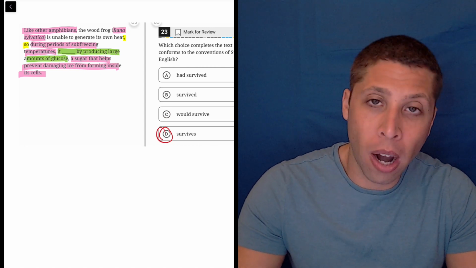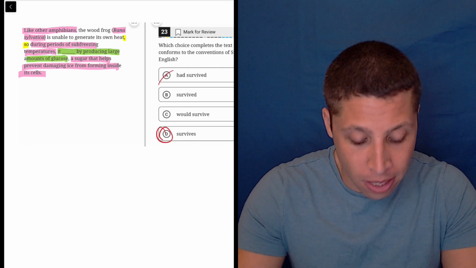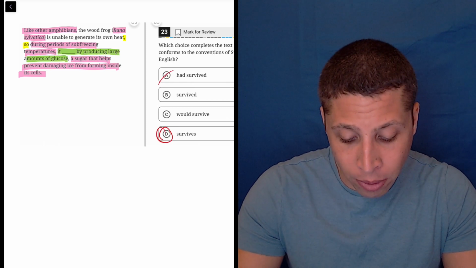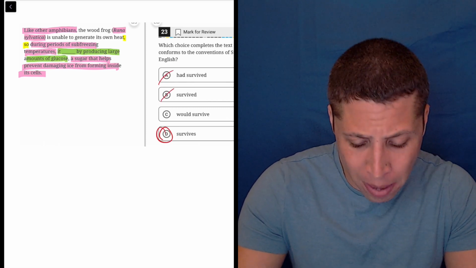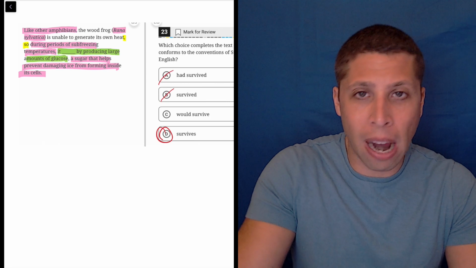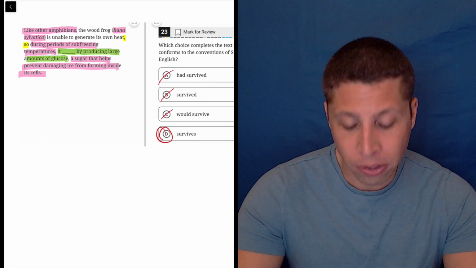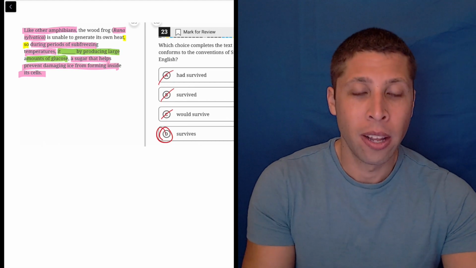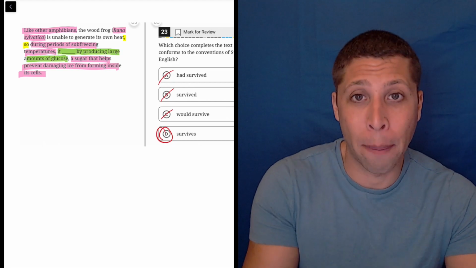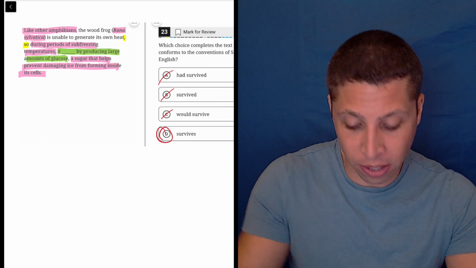No, we're talking about the frog now, so that's the wrong tense. That's past tense, right? Same thing with B, past tense. There's nothing about the past here. It's currently doing this. They're describing what it does now. And C, it would survive by producing large amounts of glucose. Again, this isn't a hypothetical. This isn't it could happen, it would happen. This is happening. This is what this frog does.